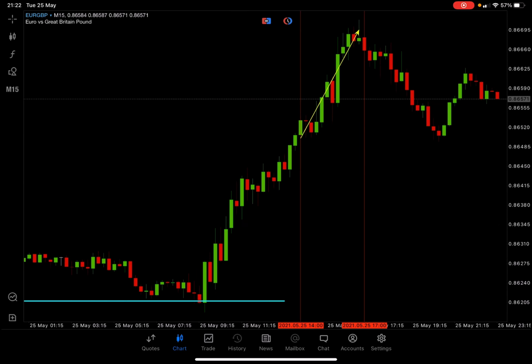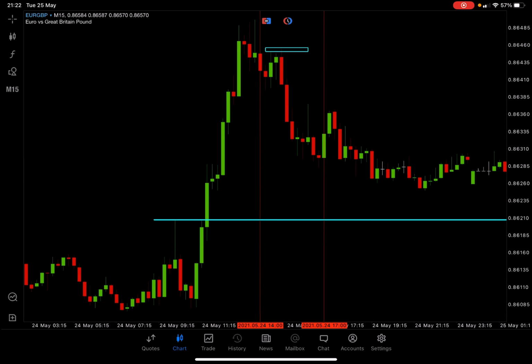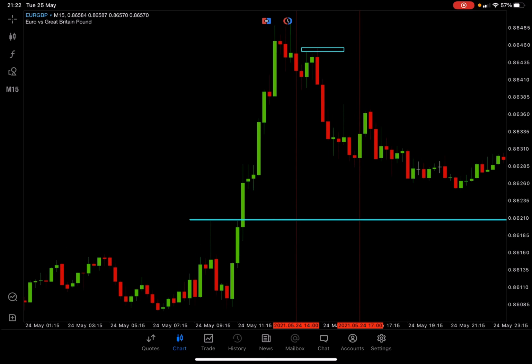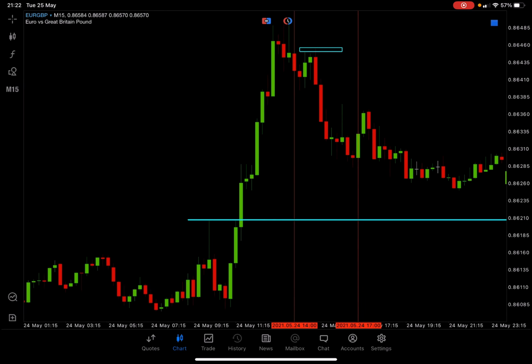Same goes for the previous day. Let's just have a look at that. So we would go to the 15-minute. We got some liquidity sitting here, here, and here because we had a big bullish move. So we're looking for some kind of retracement.